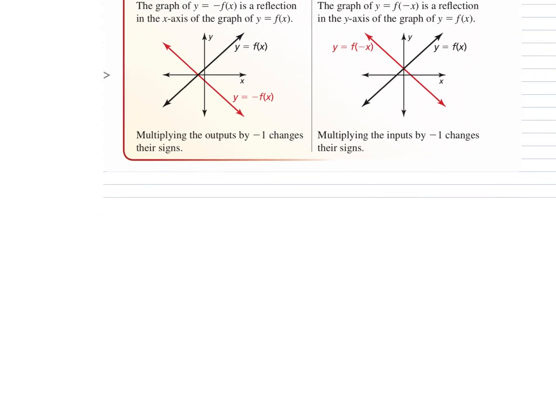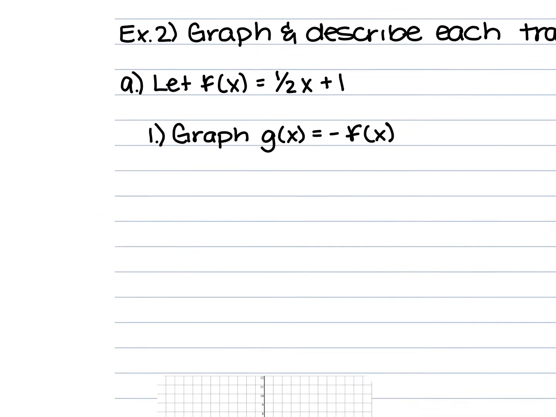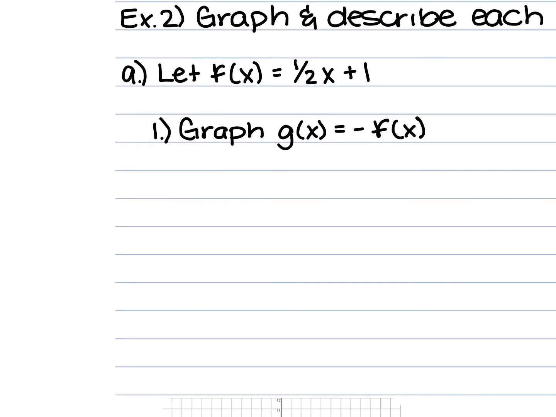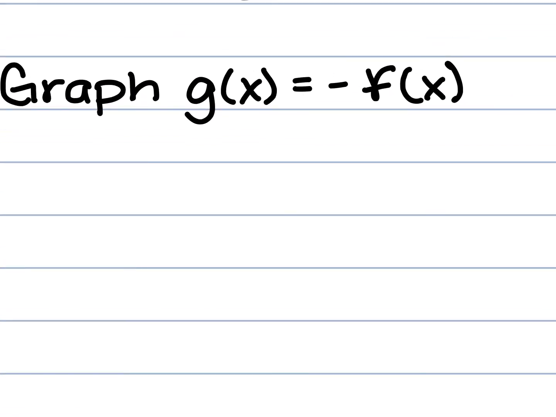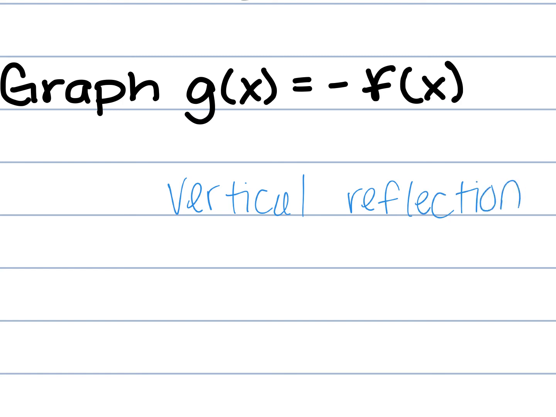Let's check it out. So we're going to do 2 examples. We are not going to graph these, okay? We're just going to talk about their reflections. So if g of x, which is our transformation, is taking f of x and multiplying it by a negative outside the parentheses, what kind of transformation would this be? It's vertical. Is this a reflection or a translation? Reflection. Why? Multiplying by -1. Excellent. It's being multiplied by -1.